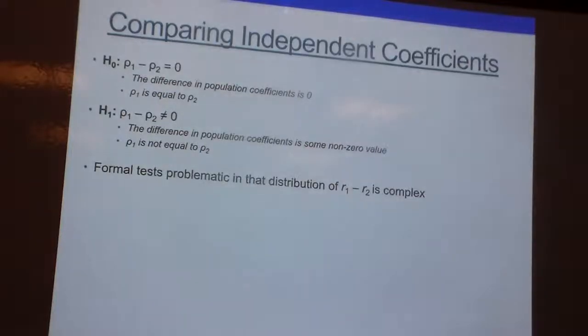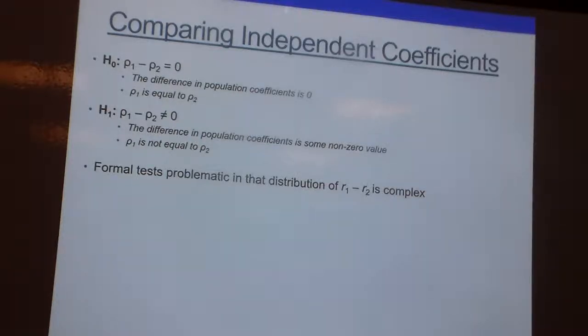Okay. So there are some different things that we can do with our correlation coefficients, and I would encourage you to take a look through the Howell chapter that's assigned to help solidify some of this. What we can do with our correlations is compare independent correlation coefficients. Our null hypothesis here is that the difference in population coefficients is 0, that ρ1 is equal to ρ2. The alternative is that the difference in population coefficients is some non-zero value, something different. Okay.